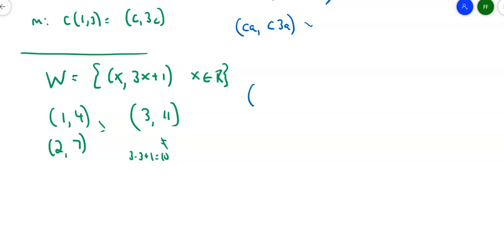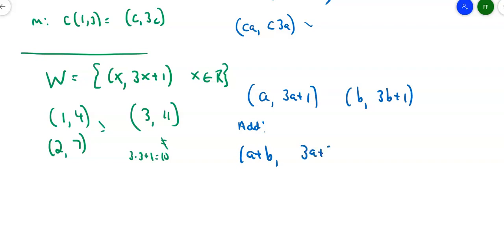So suppose I had the vector a, 3a plus 1, and the vector b, 3b plus 1, right? That fits vectors in the form of second element is 3 times the first plus 1 more. Let's check vector addition. This will give me a plus b, 3a plus 3b plus 2. Well, what do I want? I want 1 more than 3 times the original element. Well, 3 times the original element, actually, this gives me 3a plus 3b plus 2.